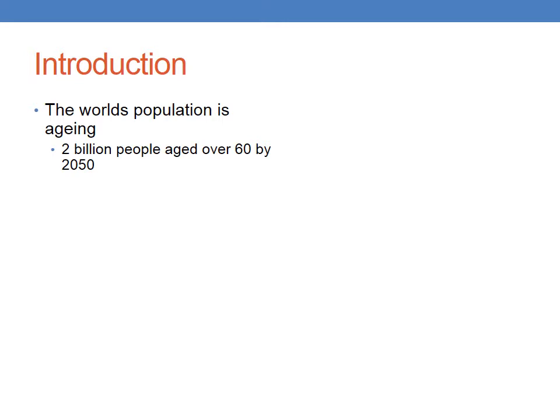So why do we want to look at cognitive decline? Well, due to improvements in medicine and healthcare, the world's population is beginning to age. An individual can now expect to spend a quarter of their life over the age of 65. This is going to result in 2 billion people being aged over 60 worldwide by 2050. So with aging, there's a general loss of function, both physical and cognitive, that has an impact on a person's abilities to perform everyday activities.